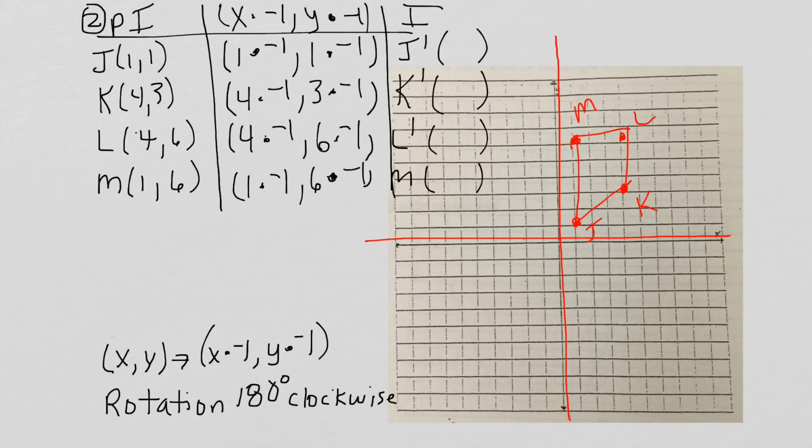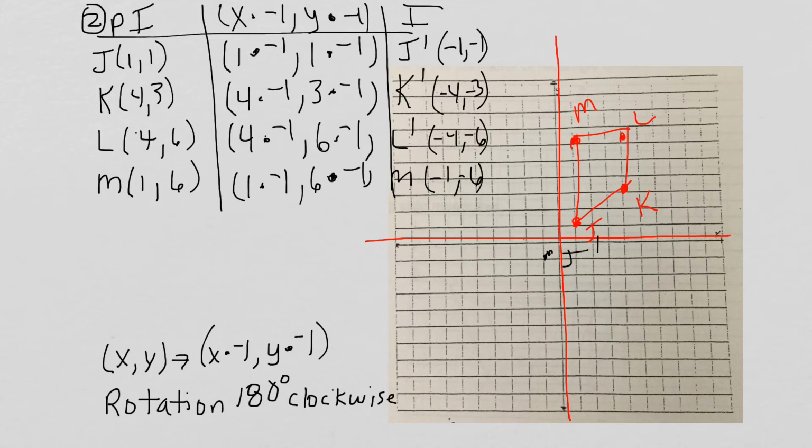Our J prime, -1, comma, -1. K prime, -4, comma, -3. L prime, -4, comma, -6. And M prime, -1, comma, -6. Now we're going to go ahead and graph. -1, 1 is our J prime.